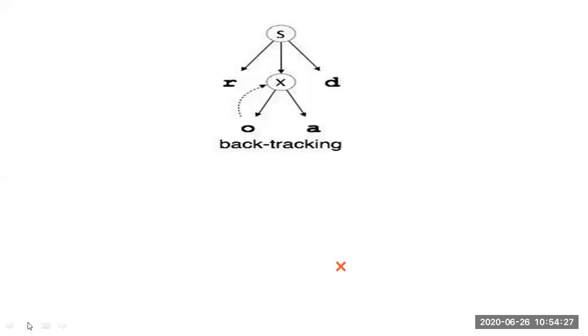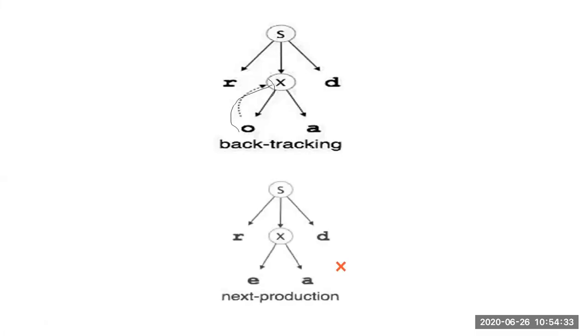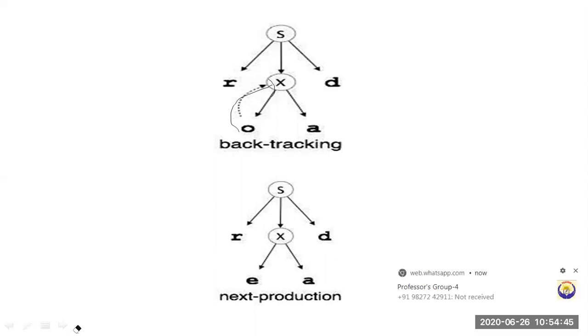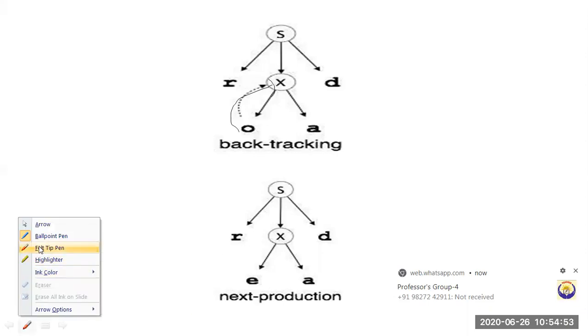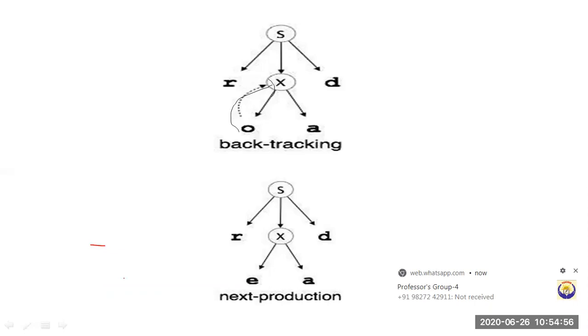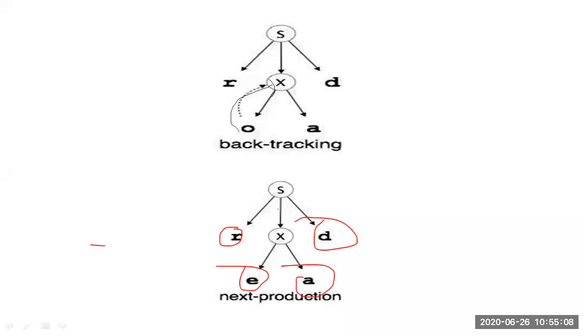Okay, from this one we are moving back, and we are taking the alternative of this one. What is the alternative production rule for X? One more production rule is there, that is X implies EA. We have taken that alternative production rule, EA. Now if you observe R, E, A, D, it is working happily.